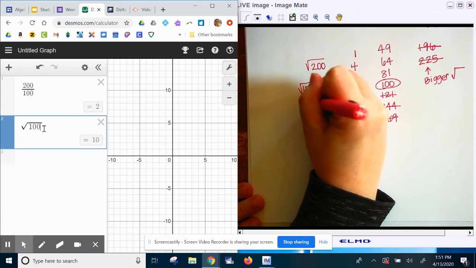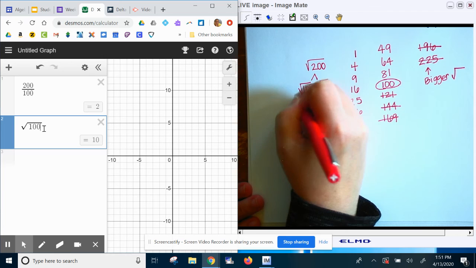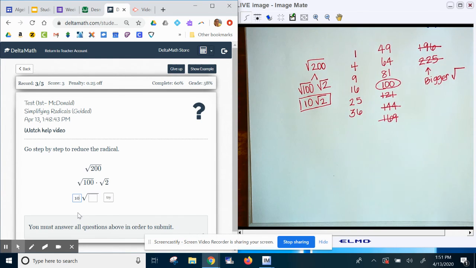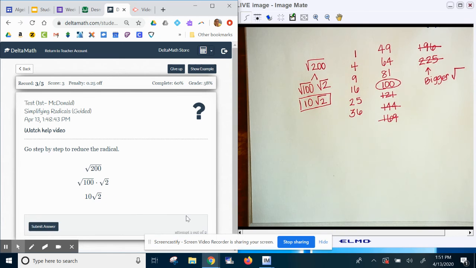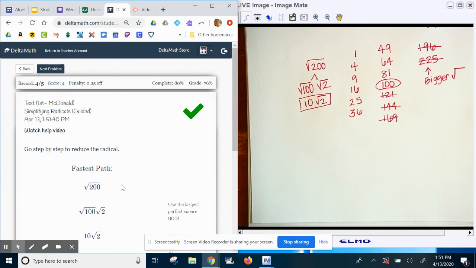And square root of 2 doesn't have one. It's not on our list. I notice that there's no 2 on here, so it just stays there. So we got 10 square root of 2. 10 square root of 2, and when we click try and submit, we got the big green check.